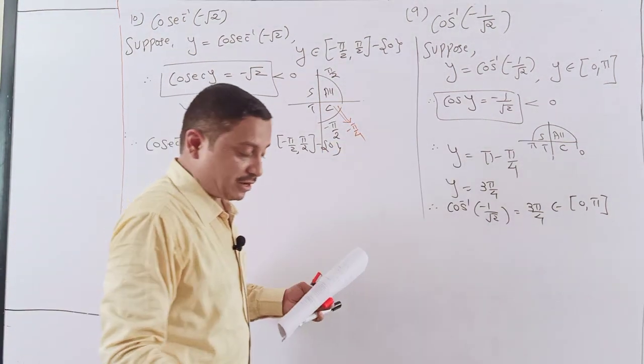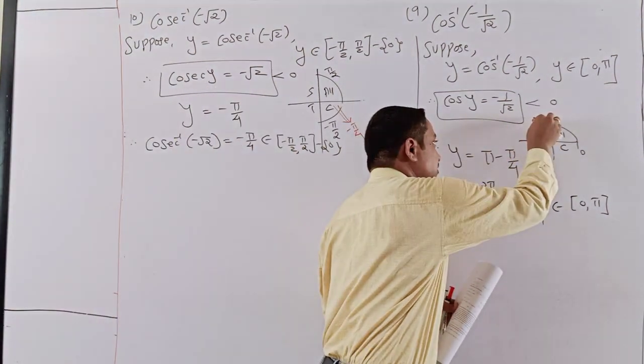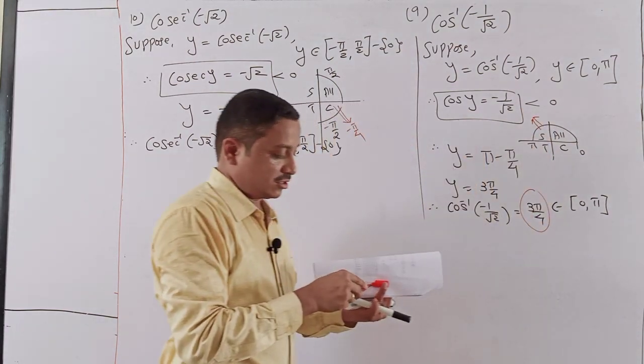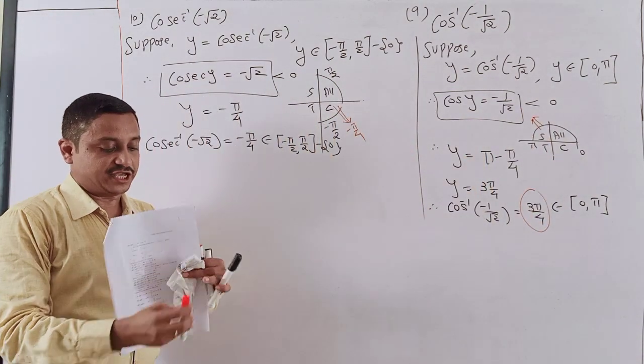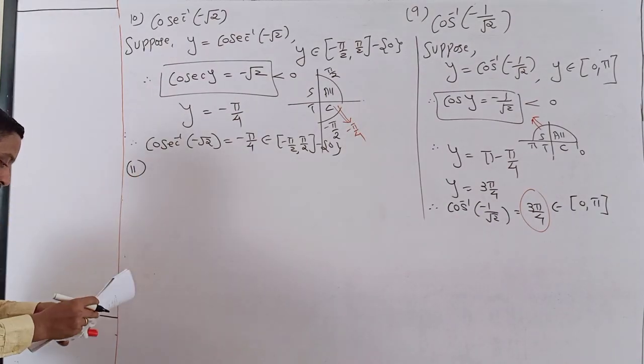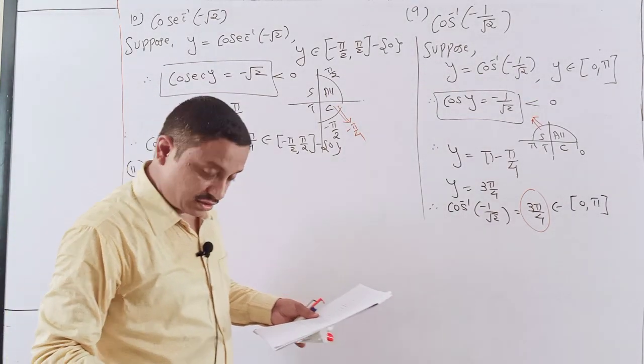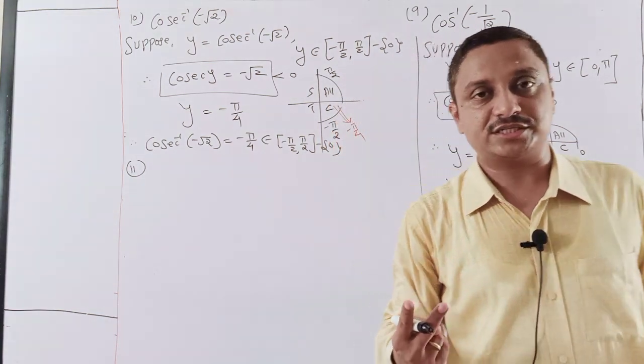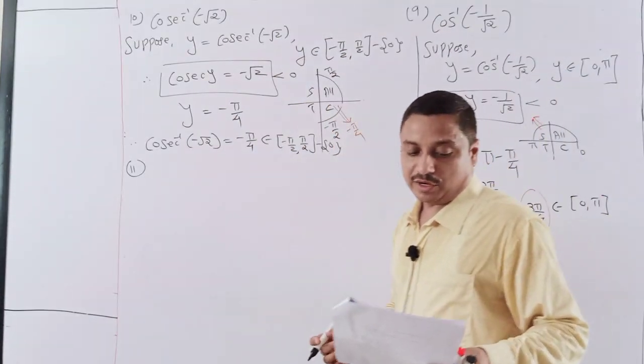And here 3 pi by 4, this one is 3 pi by 4 in the second quadrant. Yes, happily done. Now continue. Question number 11. Now, students, question 11 onward are 2-mark questions. So now let's start the big one.